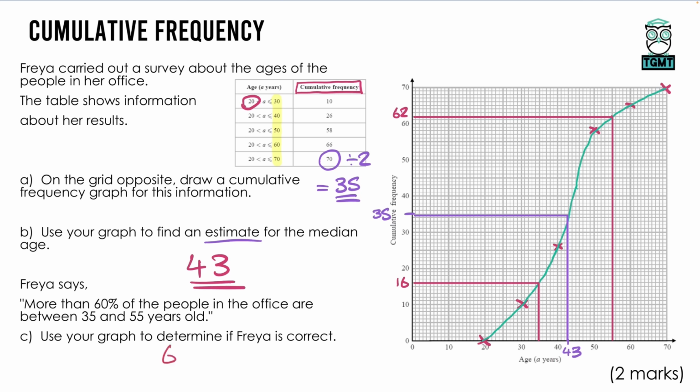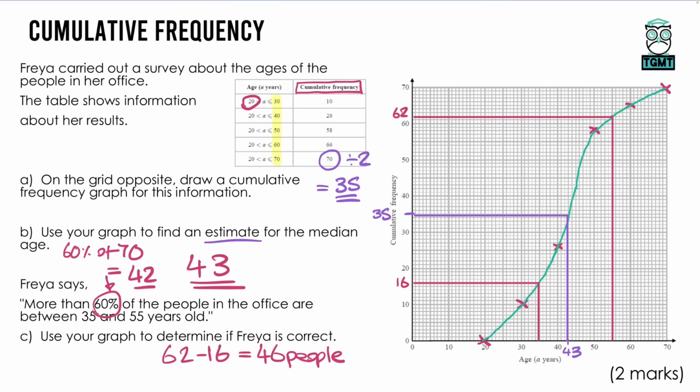So if we have a look, well, 62 take away 16 is the amount of people in that section. So 62 take away 16 is 46 people. Now, we want to compare that to the 60% because she says more than 60%. So if we work out 60% of 70, there we go, 60% of 70, and whatever method you prefer for that, I'm going to do 70. I'm just going to divide by 100, which gets me 1%, and times by 60, and that gets me 42 people. Well, 60% is 42 people, and we have 46 people.